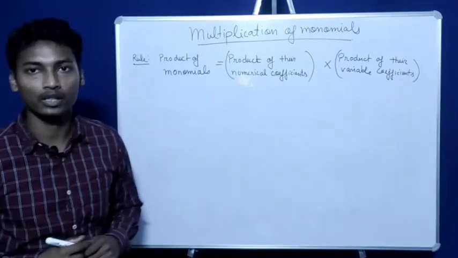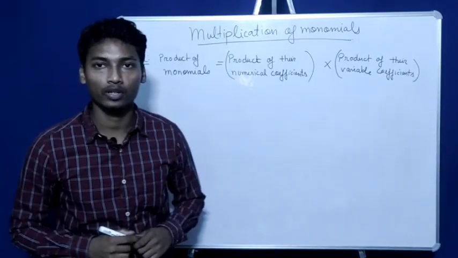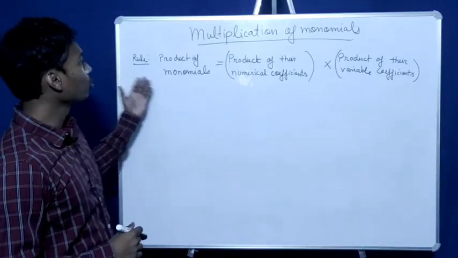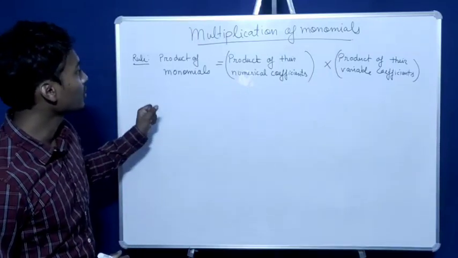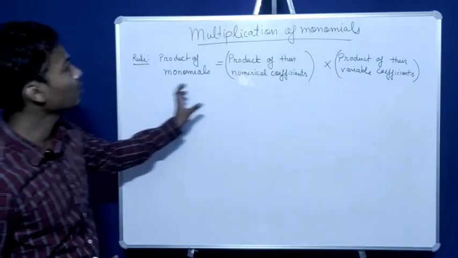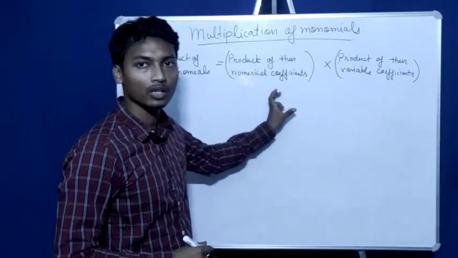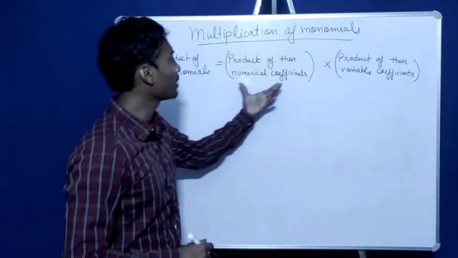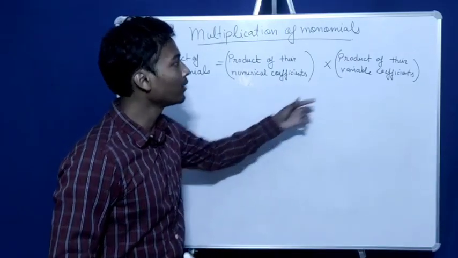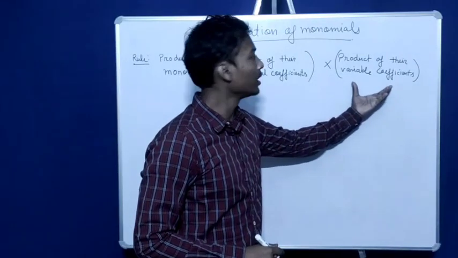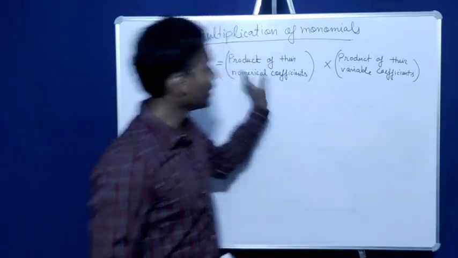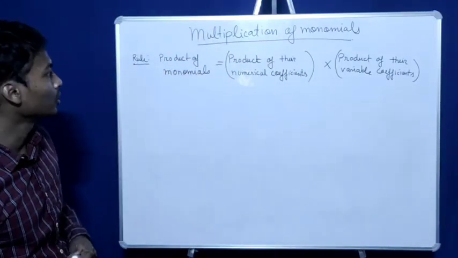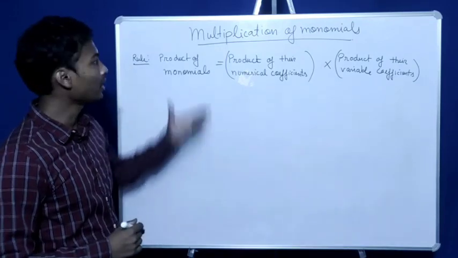Now you all know what monomials are. A single term in an algebraic expression is called a monomial. Now there is a rule that is to be followed when we multiply monomials. So the product of monomials will be equal to the product of their numerical coefficients multiplied by the product of their variable coefficients. So first we will multiply the numerical coefficients together, then we will multiply the variable or the literal coefficients together, then we will multiply them, both the numerical and the variable coefficient. So let's take an example to understand this rule.